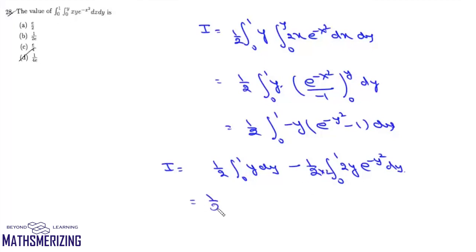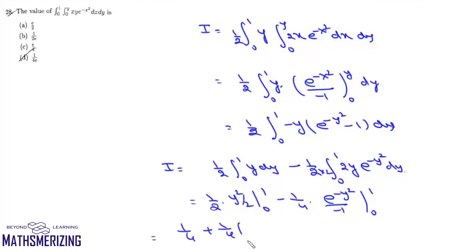So we'll get 1 by 2, and it'll be y square by 2 from 0 to 1, and then minus 1 by 4. Again it'll be e to the power minus y square upon minus 1, from 0 to 1. So we'll put the value, we'll get 1 by 4 and then plus 1 by 4, and here it will be e to the power minus 1 minus 1. Now 1 by 4 will cancel, we'll get this result as 1 upon 4e, and that's your option number D.